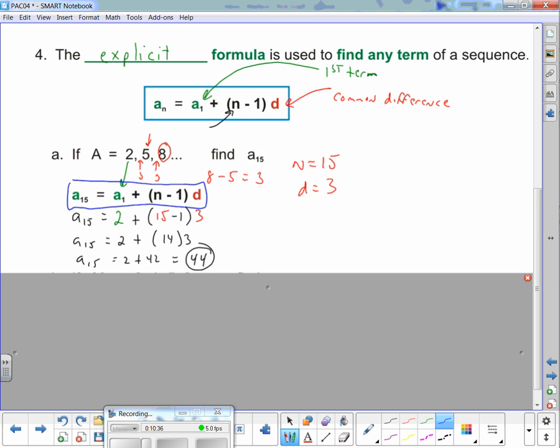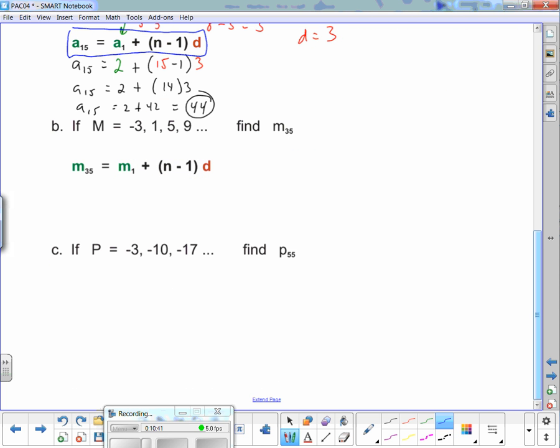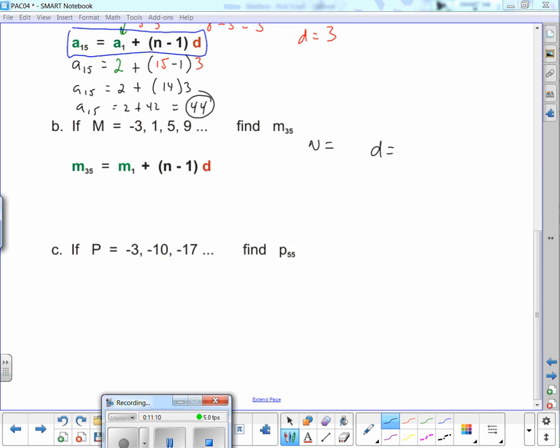Anybody? Okay, let's look at the second example, B there, and I probably didn't give you enough room for this one. What I want you to do is recreate what we just did. Let me remind you, you have to find n, and you have to figure out what d is. Once you have them, you should be able to use the formula to find the 35th term. I'm going to pause the video and give you time to see if you can figure it out.